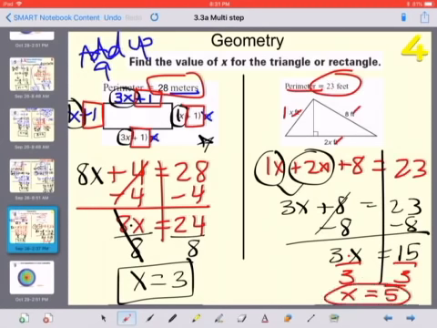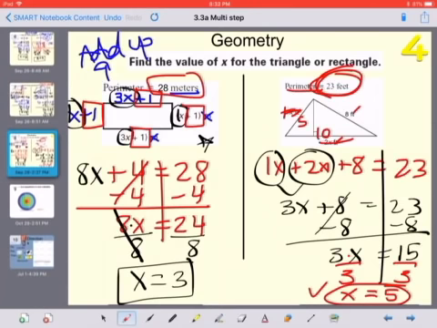Let's check that. If I plugged in a 5, 2 times 5 is 10. This side would be 10. If I plugged in a 5 here, 1 times 5 is 5. And 8. If I add these up, 10 plus 8 is 18. 18 plus 5 does give us 23. So make sure to check if you're unsure.